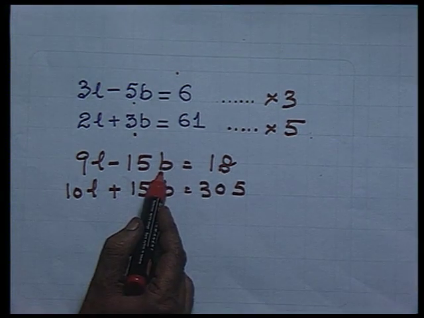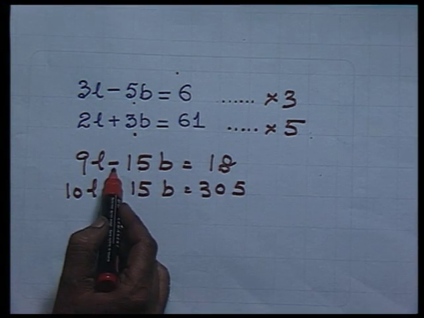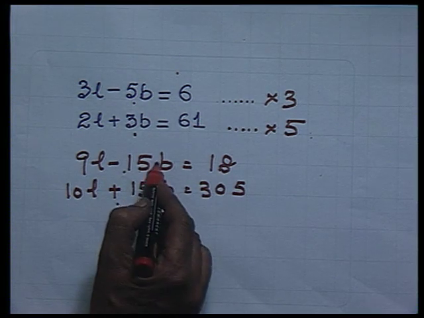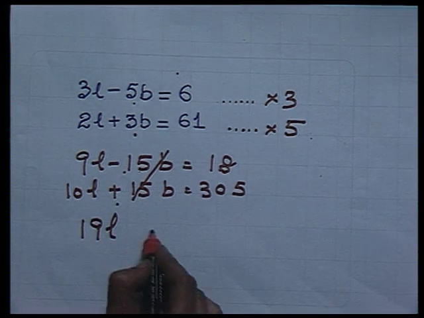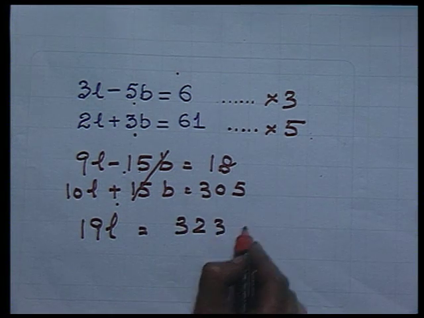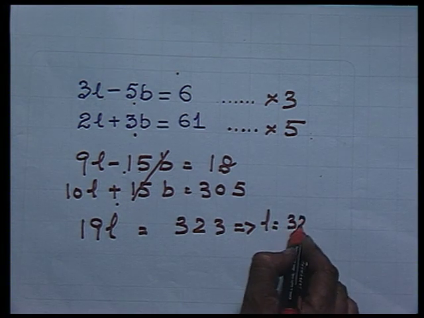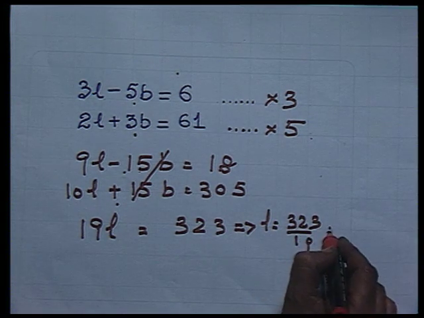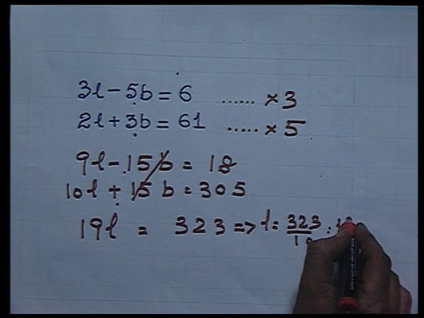Now, the coefficients of B have been made the same, that is minus 15 and plus 15, and their signs are opposite. So what do we do? We add these two equations to cancel out B. So, I get 19L equals 323, and from there I will get the value of L as 323 divided by 19, and that is equal to 17.